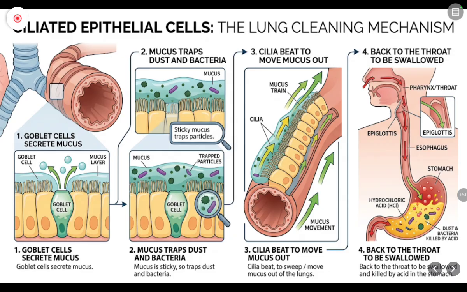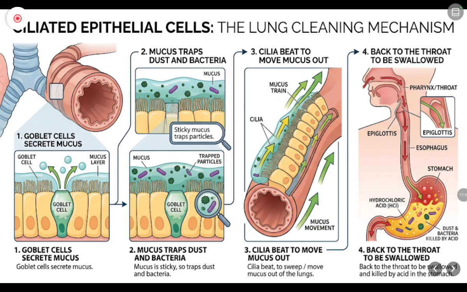Now the next specialized cell we have is the ciliated epithelial cell. This is known as the lung cleaning mechanism. It cleans our throat from any infection, dust or bacteria that is trapped inside our throat. We use these ciliated epithelial cells, which are found in the airways of our body or in the larynx part, to move bacteria out into our stomach.